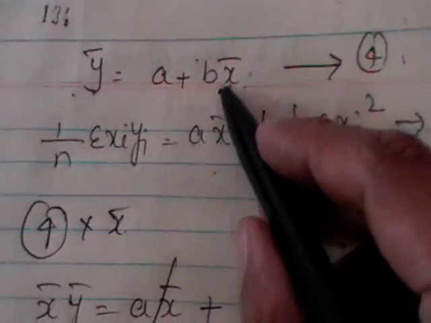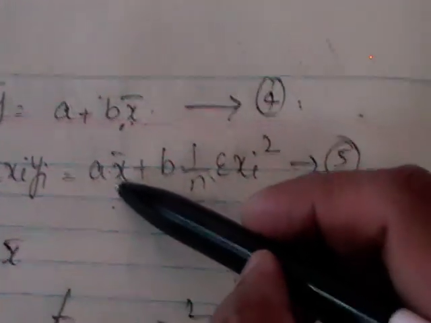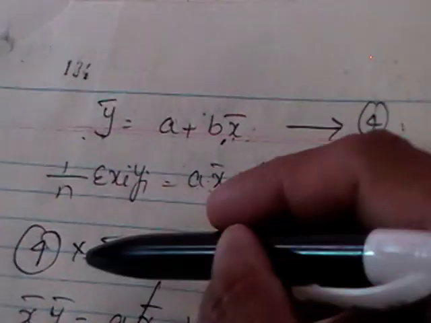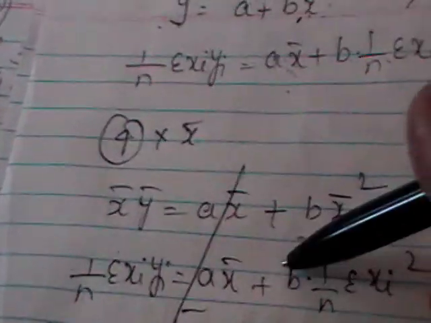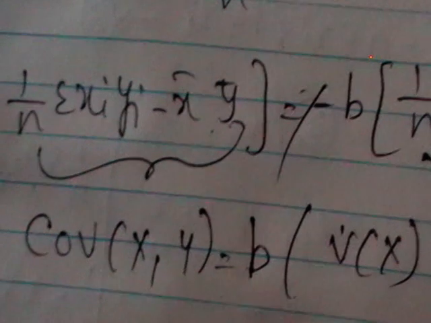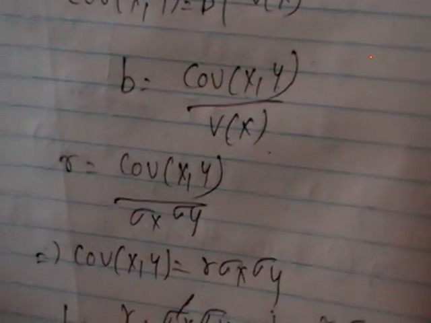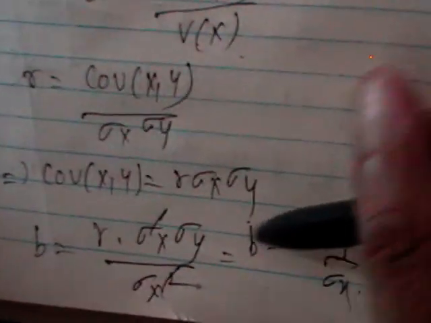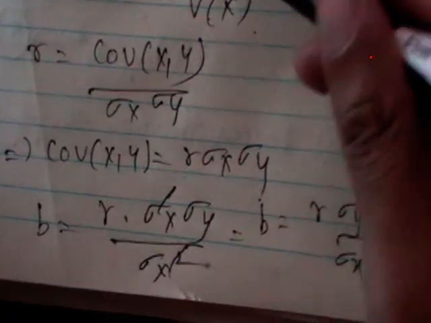So for this, to find b, a should be eliminated. To eliminate a, whose coefficient is x bar, you multiply 4 with x bar, and then if you subtract one from the other, a will be eliminated. You will get the value of b as covariance of x comma y by variance of x. This covariance of x comma y I want to write in terms of r. You know that r is equal to covariance by sigma x into sigma y, so write covariance as r into sigma x sigma y. Substitute it there, then you will get the b value.